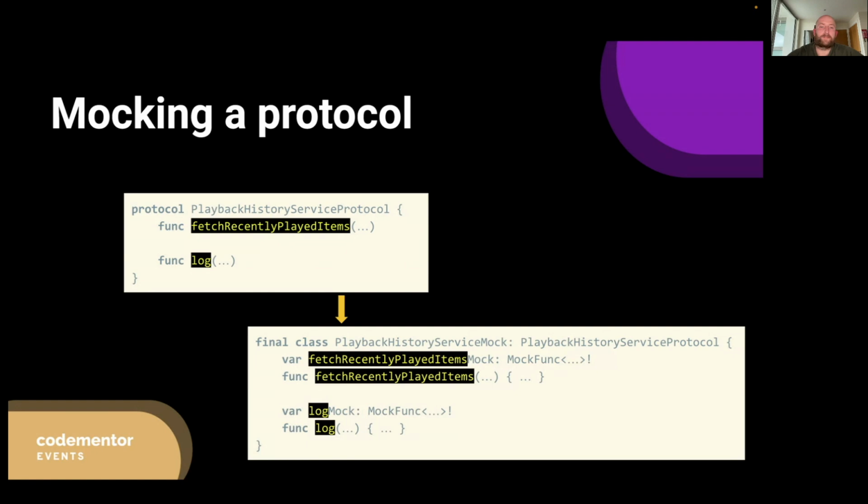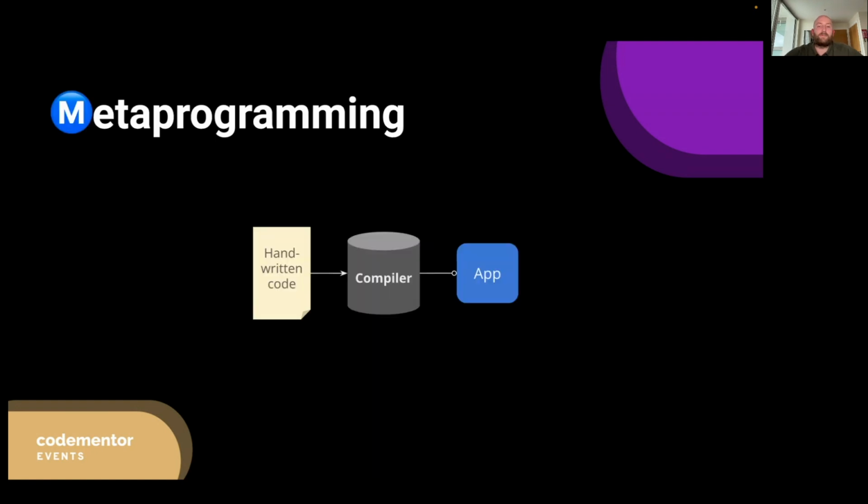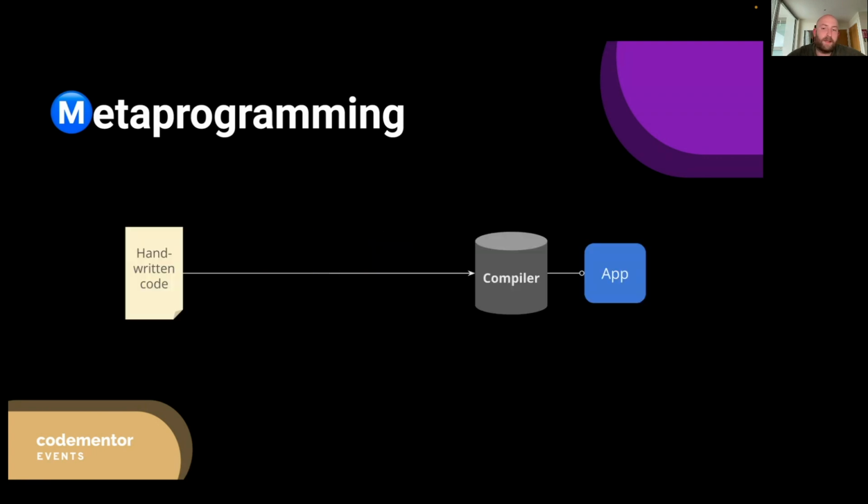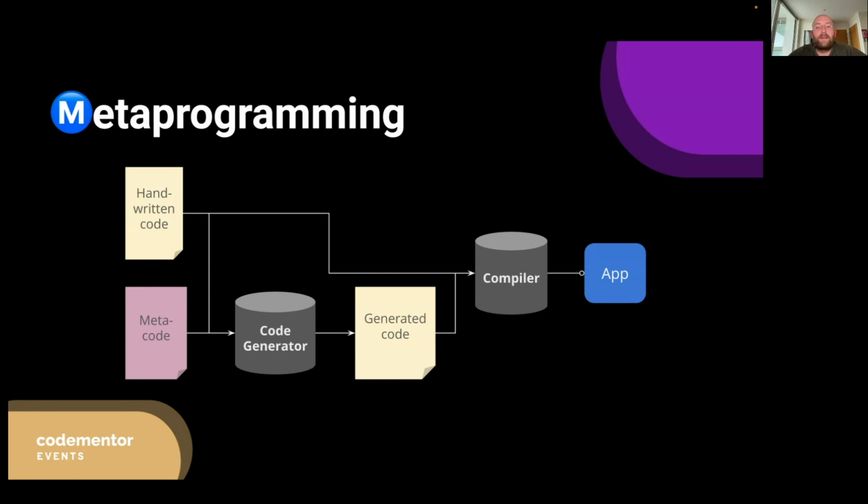Hence, metaprogramming. Now, this is what your usual workflow looks like. If we add metaprogramming here, it will look like this. So we write some metacode, we send it to a code generator along with handwritten code, and get some generated code as an output here. And both handwritten code and generated code go to the compiler. So in our case, this is in Swift and this is in Swift too.